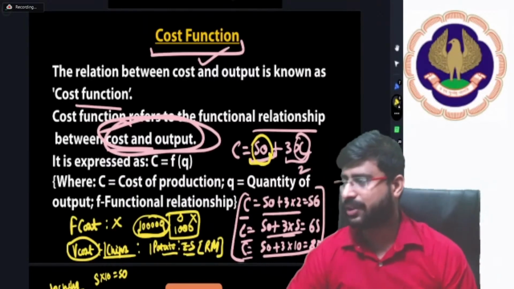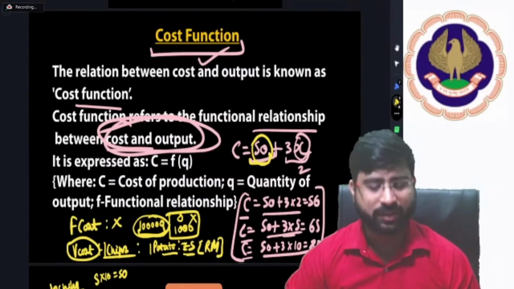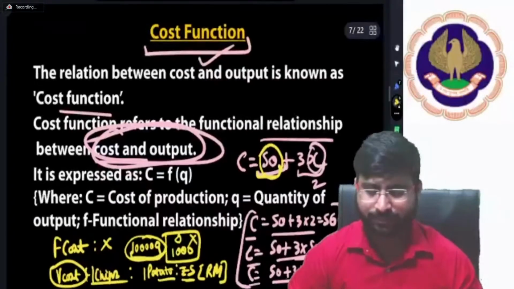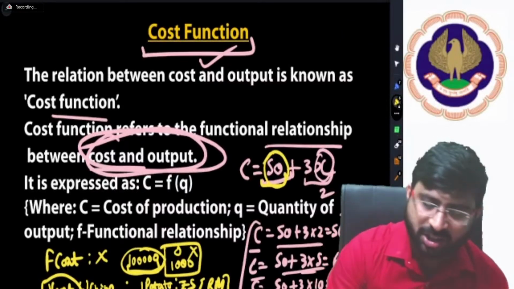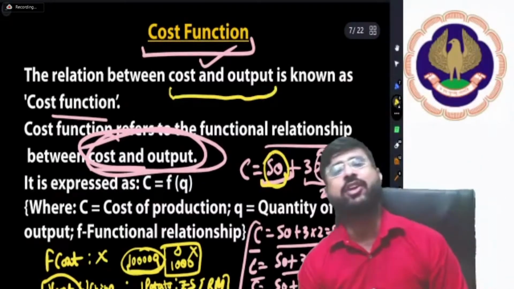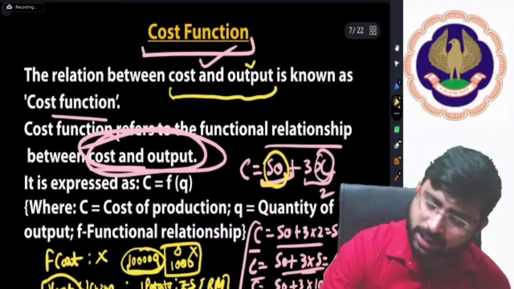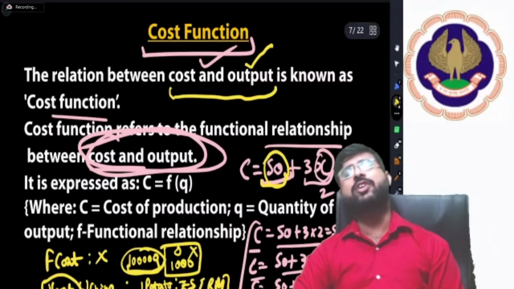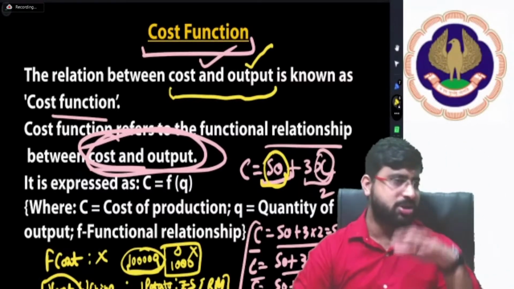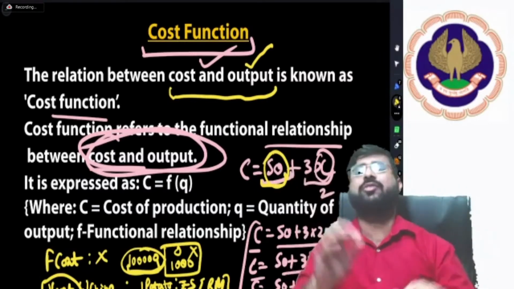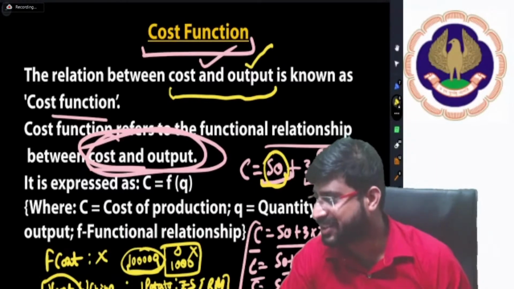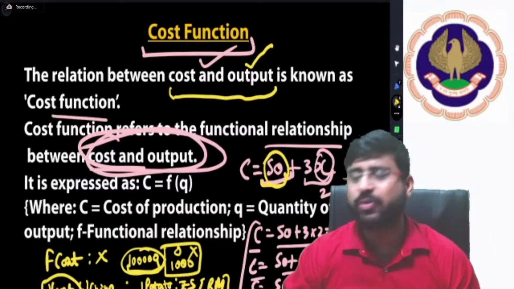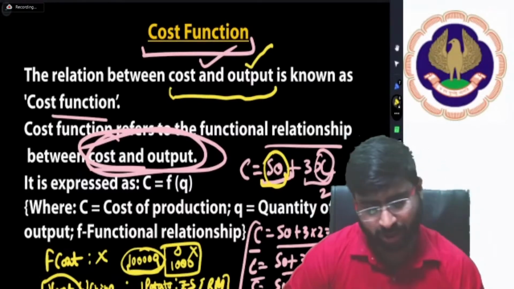Okay, got it, sir. So see, what is cost function? It's the relationship between cost and factors affecting cost, or output, as you can say. Cost function is the relationship between cost and the factors affecting the cost.